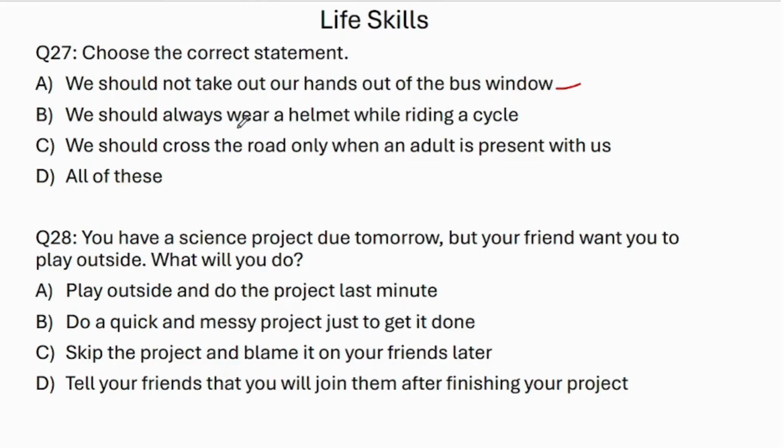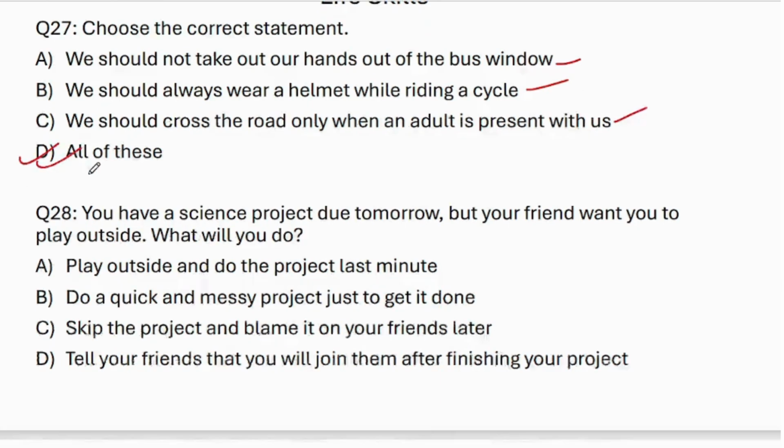Yeah, this is correct. We should always wear a helmet while riding a cycle. This is also correct. We should cross the road only when an adult is present with us. So all of these are correct statements.